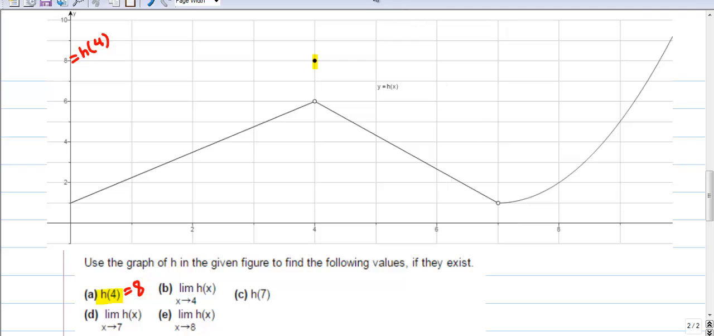h of 7, let me go ahead and do this one. h of 7 does not exist. There's a hole there. So DNE, does not exist.